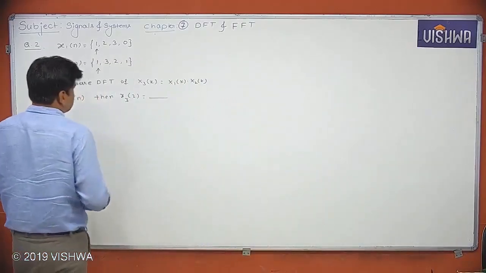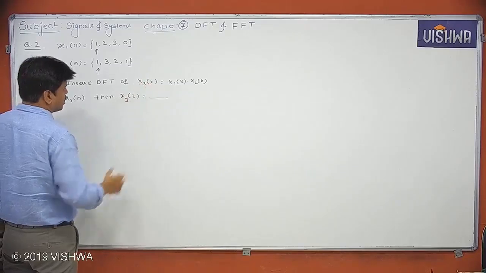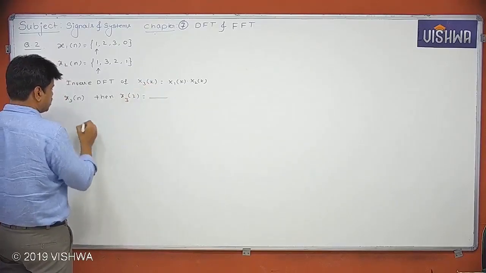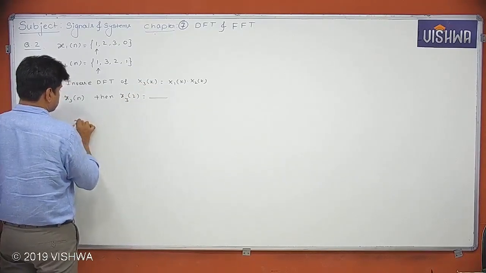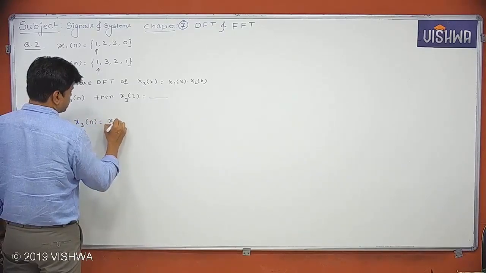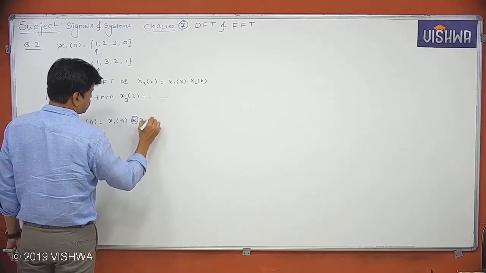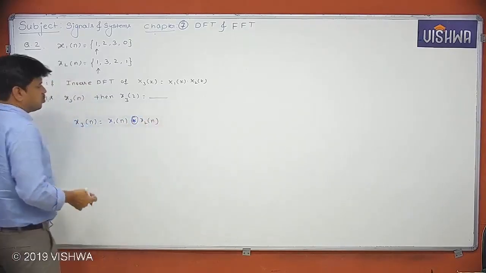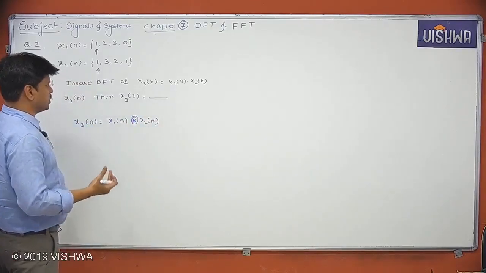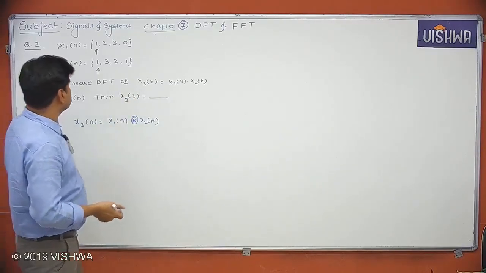See here, from this, what is x3 of n? x1 of k multiplied with x2 of k. That means x3 of n is nothing but x1 of n circular convolution with x2 of n. That's it. So we have to do simply the circular convolution. In that we have to calculate the n equal to 2 sample.